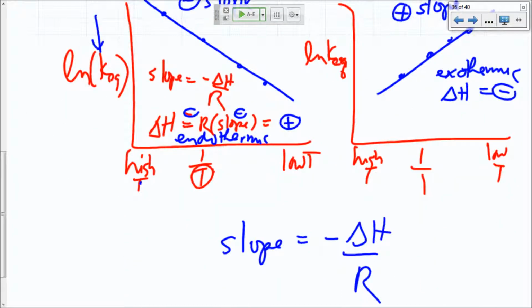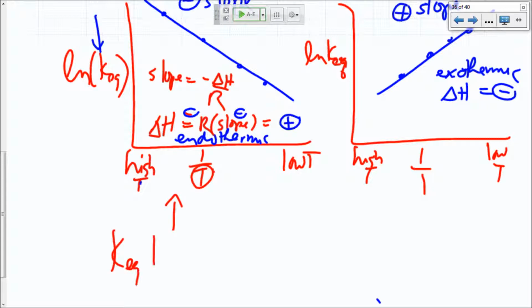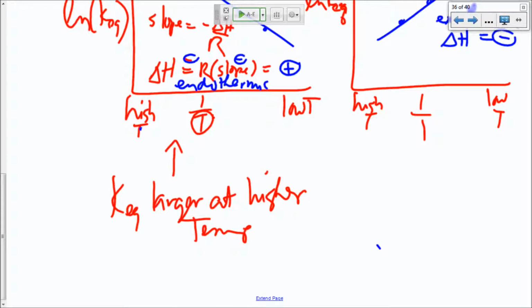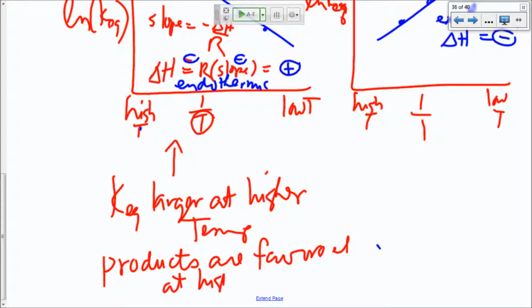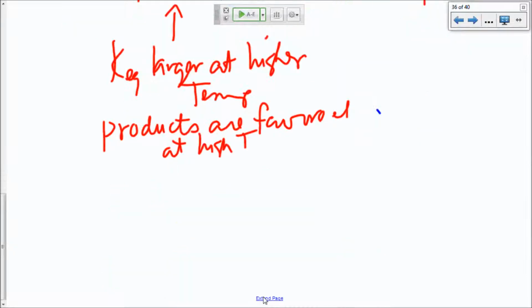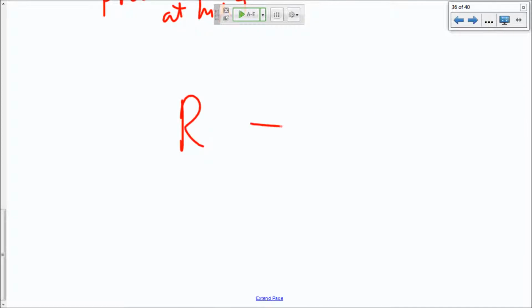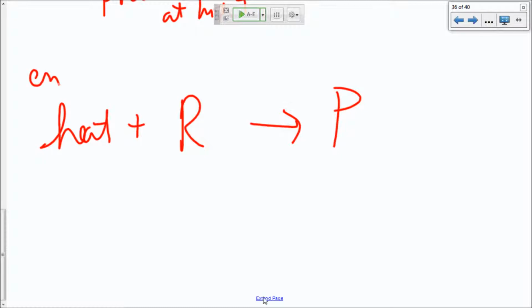So for this case, KEQ is larger at higher temperature. In other words, the products are favored at high temperature. Why are products favored at high temperature for an endothermic reaction? What does an endothermic reaction mean? If you have reactants going to product, endothermic means what? Heat is absorbed or released? Okay, so you can think of heat as a reactant in an endothermic reaction.